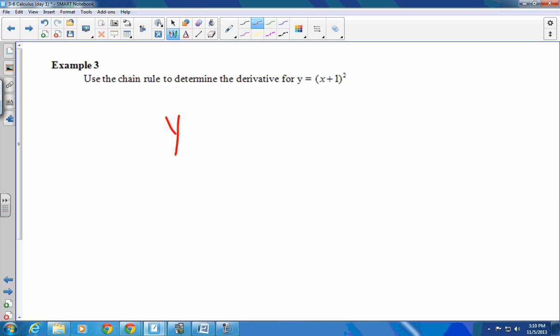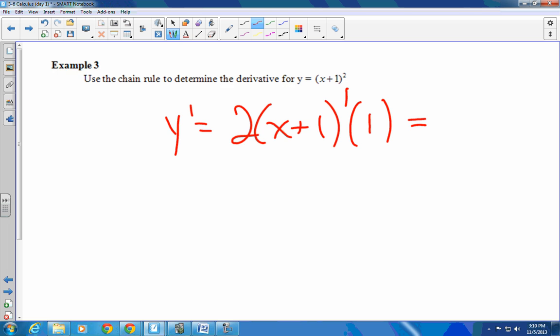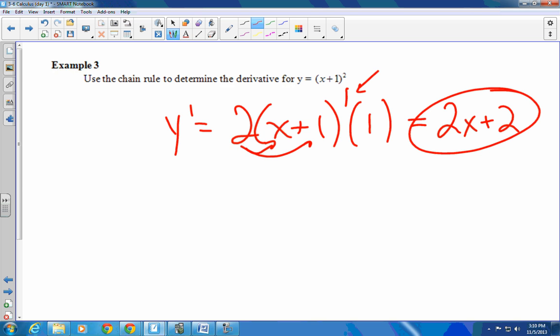So the derivative of the left side, y prime, 2x plus 1 to what power? The first. Very good. And again, I do actually write the 1 for the derivative of the inside. So really, the derivative is, you could write it as 2x plus 2. Because I can actually distribute that 2 because it's to the first power. Right? There it is.